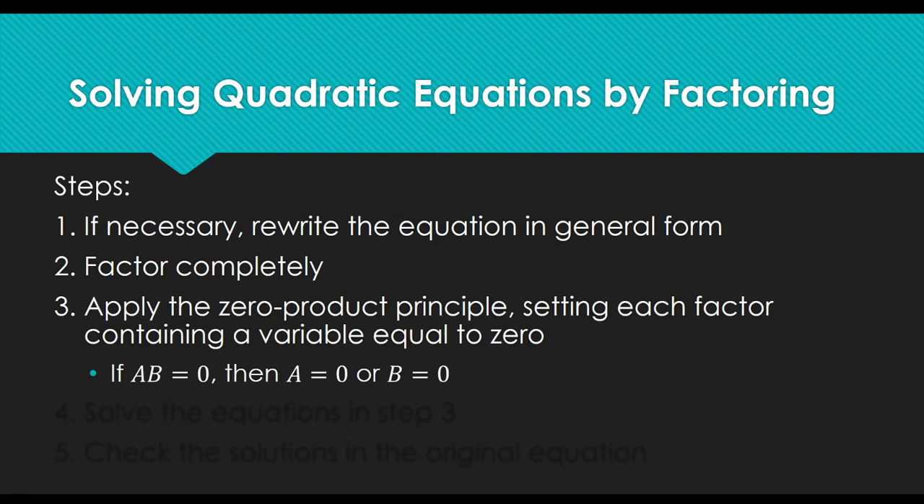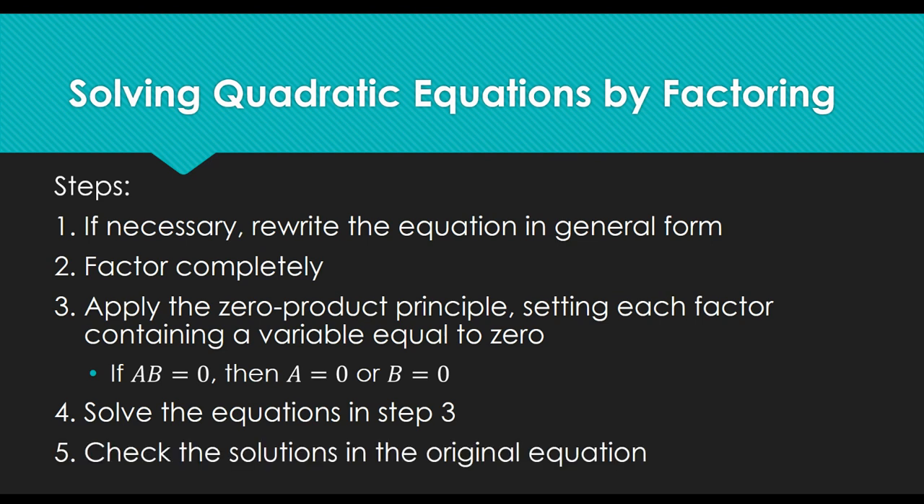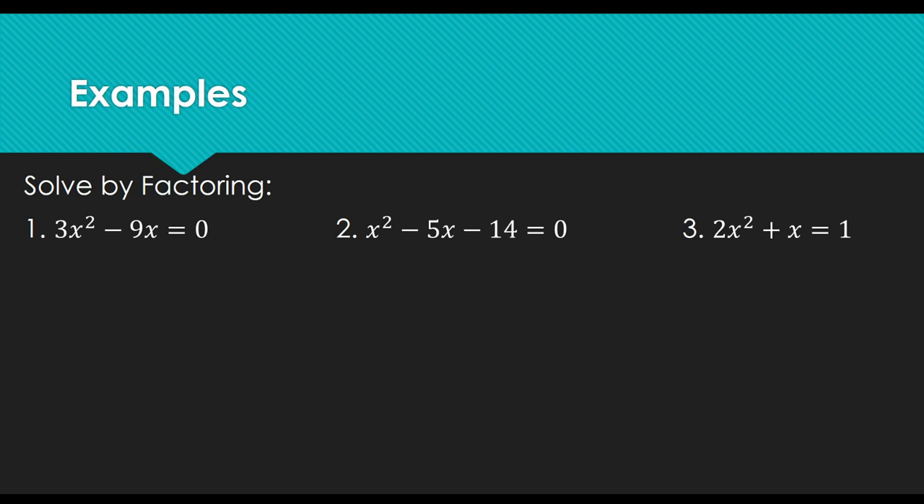We'll then apply the zero product principle. So basically what that means is once you have everything factored, you set each factor that contains a variable equal to 0. Once you have all those equations equaling 0, we'll then solve the equations, and then it would be a good idea to always check solutions into the original equations to make sure that you solved it correctly. Let's take a look at these examples.